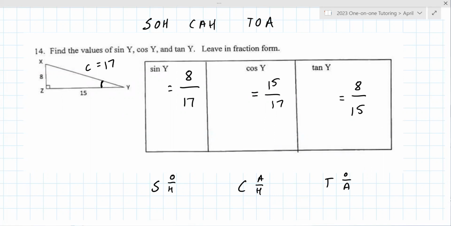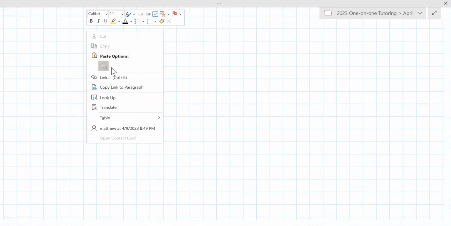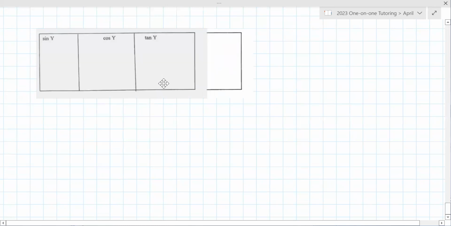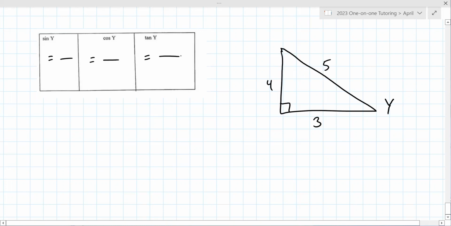All right, so let's have you do one on your own. Let me make up a slightly different problem. We're basically hitting the buzzer here. But let me give you a quick triangle. Let's say this is y, 3, 4, 5. Can you give me sine, cosine, and tangent of this, please?